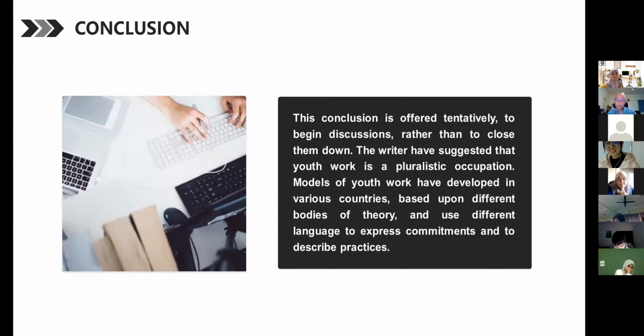Bella, are you working in China? Yeah, in China now. So your job title is not youth worker, right? But it doesn't mean you're not doing youth work. You are doing youth work, right? And this is the issue: not all youth workers have the title of youth worker, but they're doing youth work. This is the reality, and this is what often makes it difficult to define.